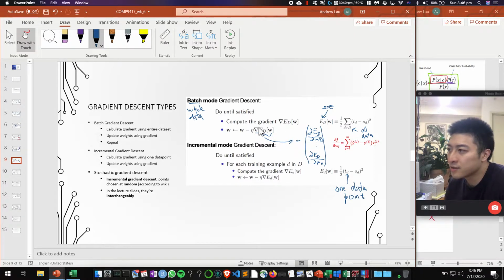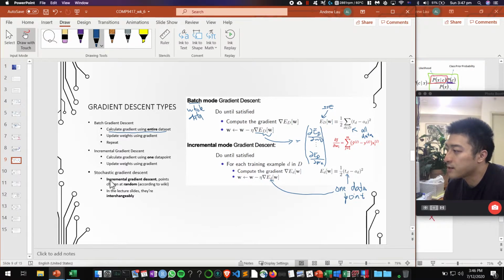Now, yes, so then that's the batch gradient descent. The other one is incremental gradient descent. In the batch gradient descent, you use the entire data set and then you update the weights. Now, incremental gradient descent, at every single data point, you'll be updating the weights. Okay, and that's this here. So rather than this, it's one data point, right? Just the small case d. It's one data point rather than the whole data set.